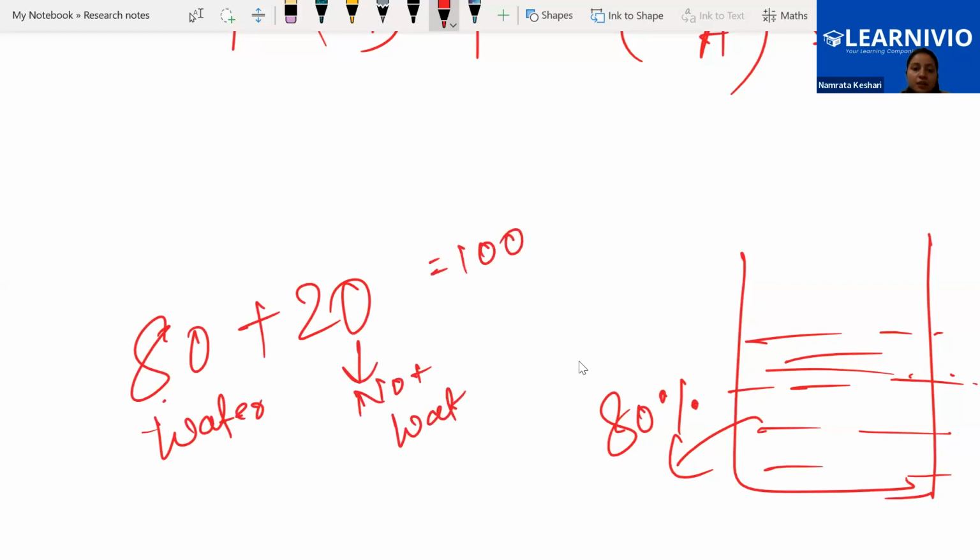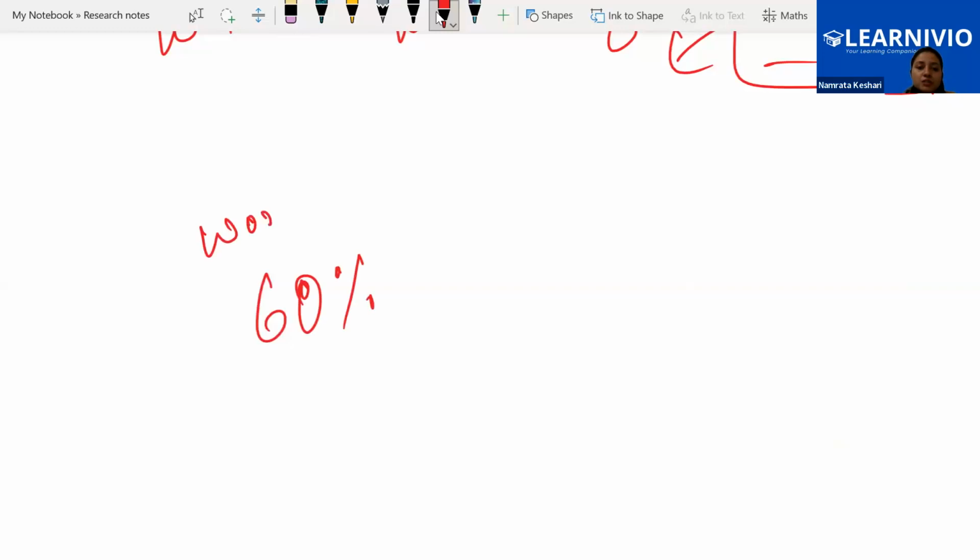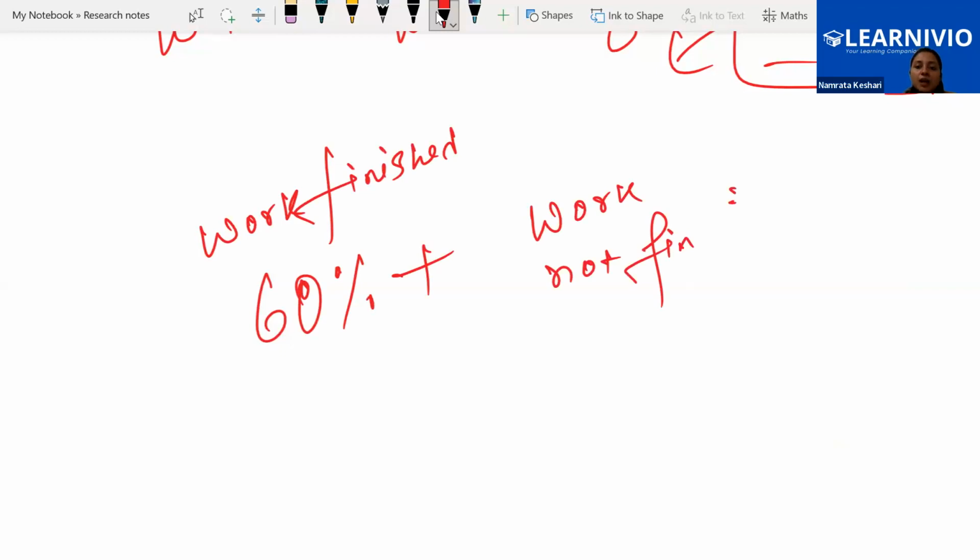Today I have finished 60% of my work. So work finished plus work not finished will be 100. Obviously 40% of the work is not finished, and when we add 60 plus 40, it makes 100. So when we talk about percentage, we take 100 as a benchmark: 100 is complete, 100 is full. And when we talk about probability, we take 1. 1 means sure event, complete event, full.